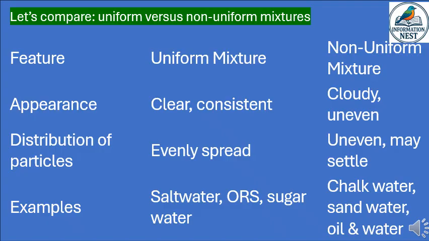That is a non-uniform mixture or a heterogeneous mixture. It is uneven, messy, and the particles do not spread out nicely. Examples: chalk water, sand in water, oil in water. You can actually see the different parts. If it looks smooth and even, it is uniform. If it looks patchy or layered, it is non-uniform.